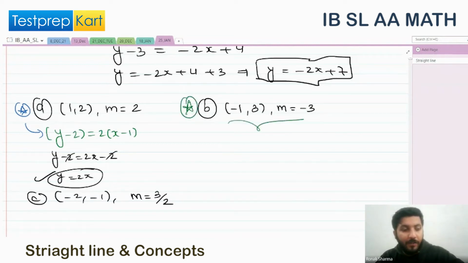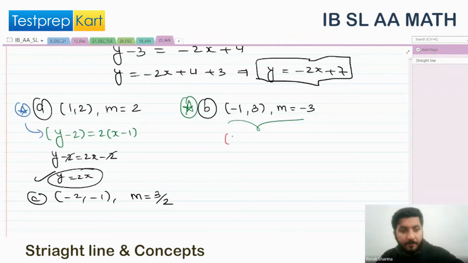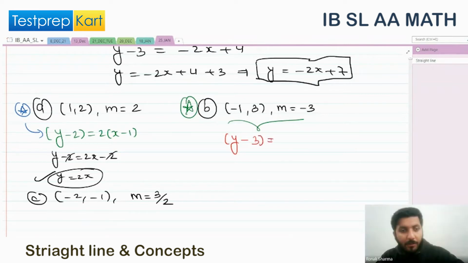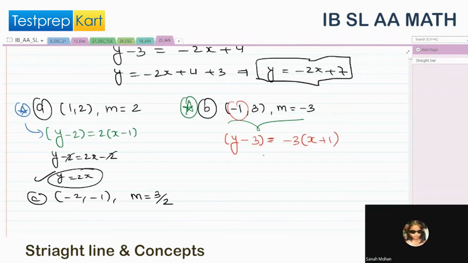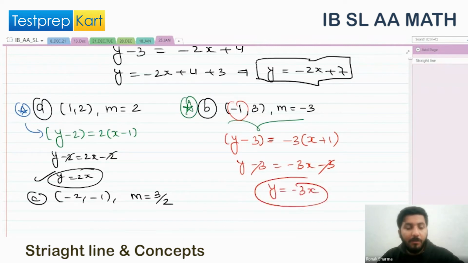What we're going to have here? Y minus... Okay, come on fast. That is not tough. Y minus y coordinate, m times x minus x coordinate, but minus 1 is there, so minus minus will become plus. Now the simplification, y minus 3 is minus 3x minus 3. So again minus 3 cancel out and we'll get y equals minus 3. Come on, what about C?